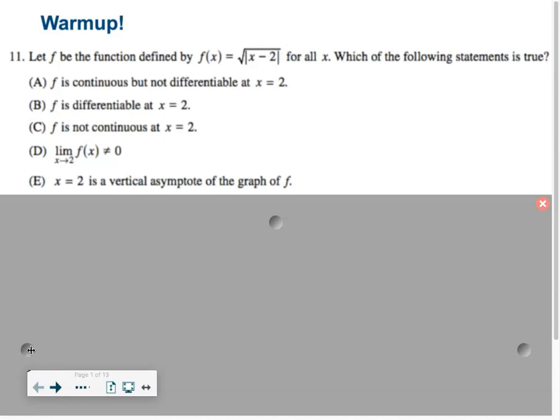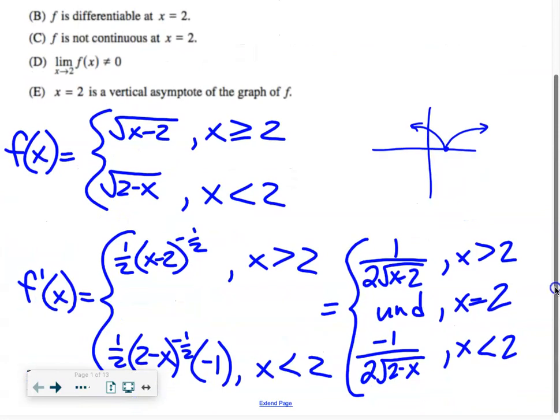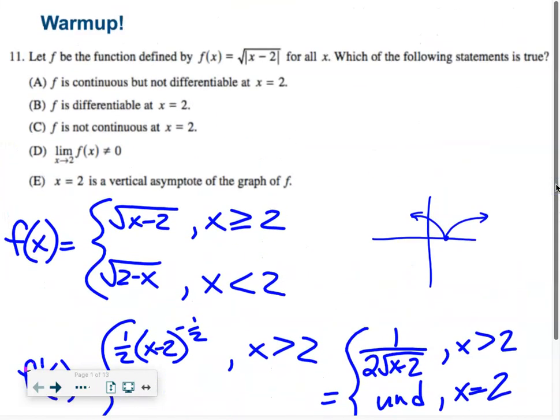The answer was A. So the function's totally continuous. The limit as x approaches 2 from the left is 0. The limit as x approaches 2 from the right is 0. Therefore, the limit as x approaches 2 is 0. F of 2 is 0. So the limit equals the function. They're both defined. This function's continuous. So it's continuous, but it's not differentiable. And I actually drew kind of what you guys did on the board here. To me, again, this looks like a V function, right? So you end up with that sharp turn.